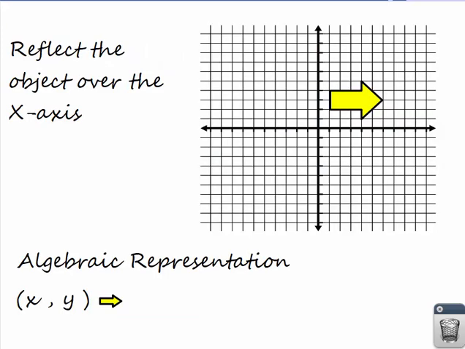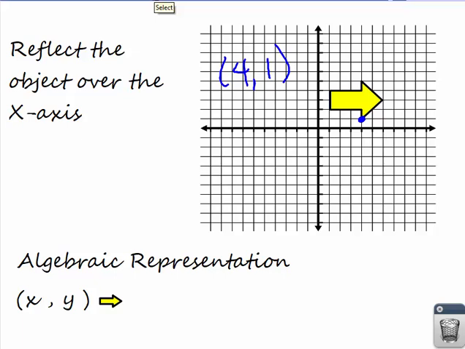So let's see if we can actually look at a shape here. It says we're going to reflect this object, this arrow, over the x-axis. Now in order for us to do that, we need to focus on one individual point. So I'm going to focus on this point right here, and I'm going to write that coordinate down. And that coordinate is 4, 1. And what I want to now do is reflect this over the x-axis.